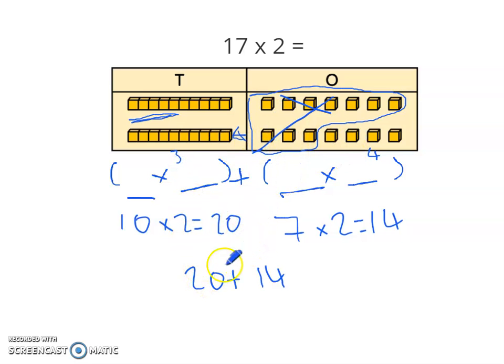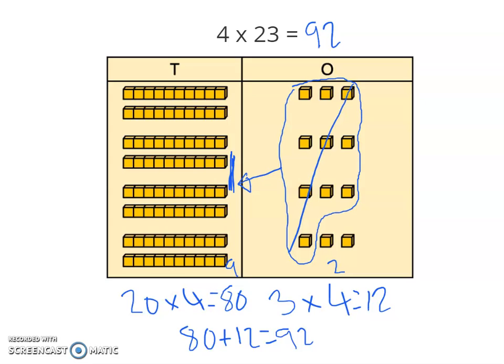Let's see if we're right. 20 plus 10 is 30. Add on 4 gives me 34 to give me my answer of 34. Now, my recommendation on this would be to keep this in front of you, just so you can really see that model. And I want you now to try that independent work.